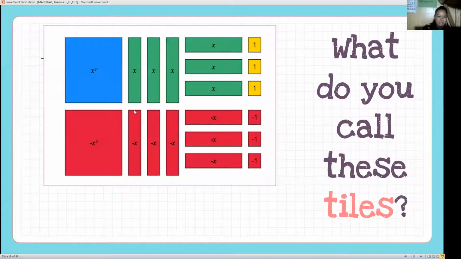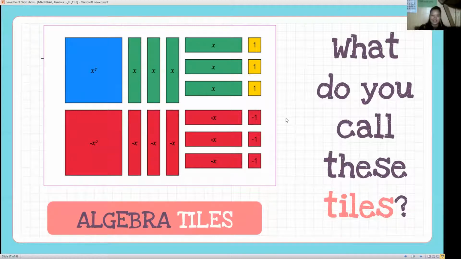Now, looking at this picture or diagram, we are using this in multiplying polynomials and as well as in adding, subtracting, and dividing polynomials. What do you call these tiles? Yes? Very good. These tiles are called algebra tiles. Very good.